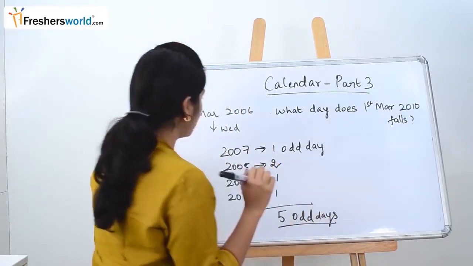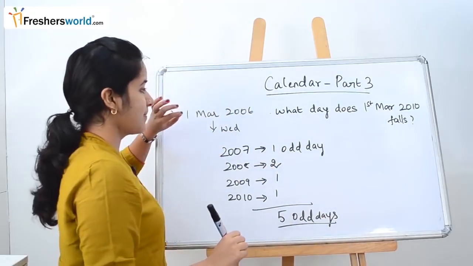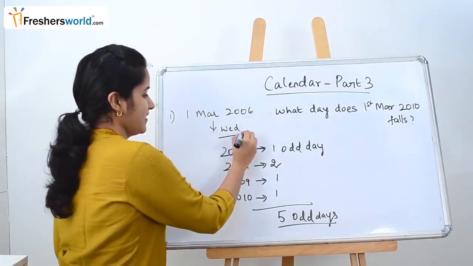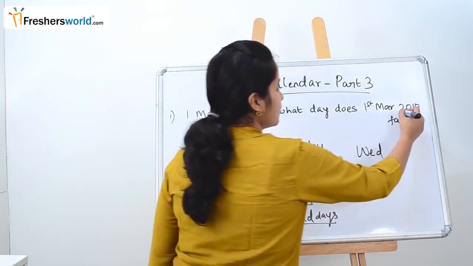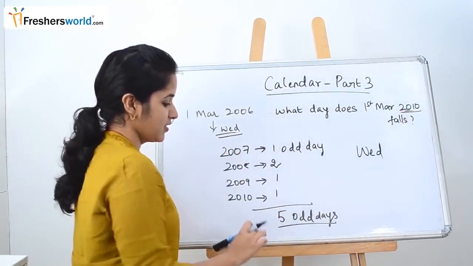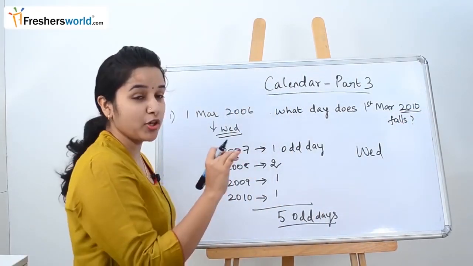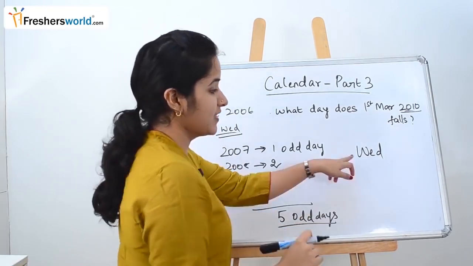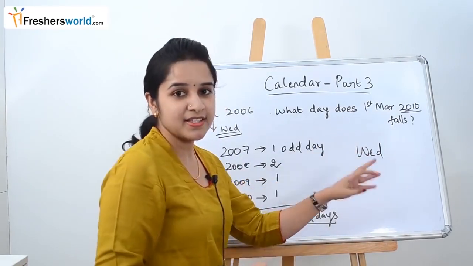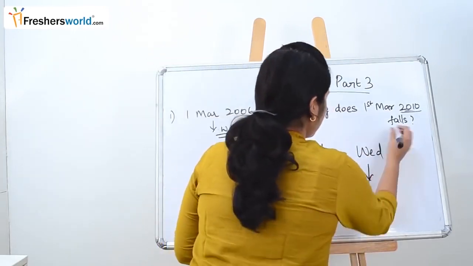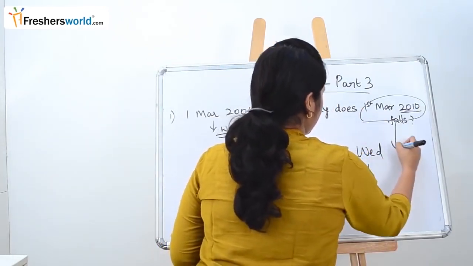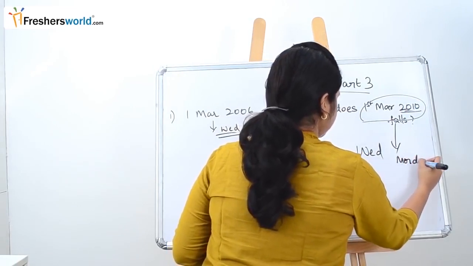So what do we do? The question they have given, 1st March 2006 is a Wednesday. So when does 1st March 2010 fall? So we have 5 odd days in between. What do you do? You add 5. So Wednesday plus 5. So it's Thursday, Friday, Saturday, Sunday and Monday. So it's nothing but 1st March 2010 falls on Monday.